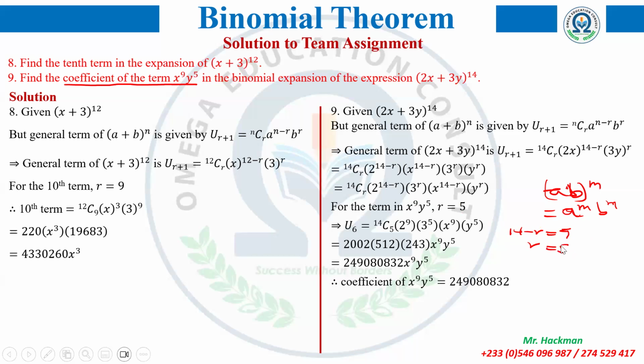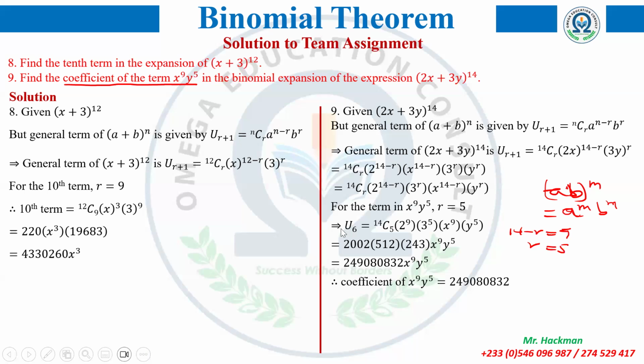But I didn't use the power of the x because if you look at the general term here, I can see that the power of the y is prettier. So I use that one. For you to have y to the power 5, r should be equal to 5. That will give you the same. If r is equal to 5, you know that your x power will be 9 as well. Or you can use the power of 9; if you substitute, the y will be 5.